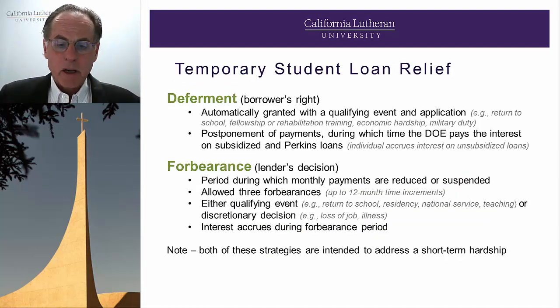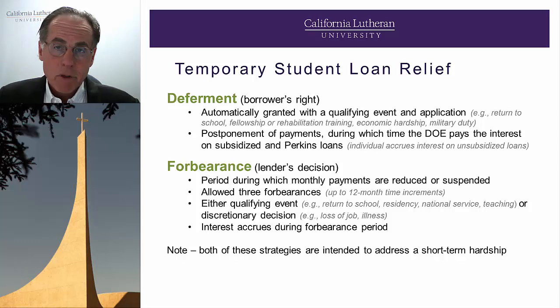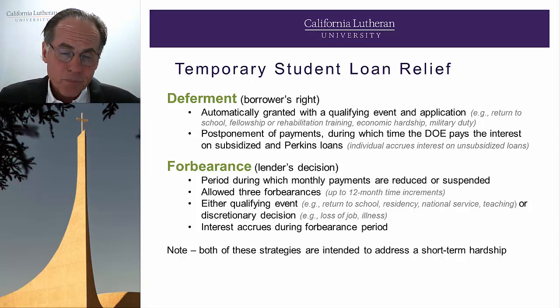The federal government allows for temporary loan payment relief. The two temporary relief options are deferment and forbearance. A deferment is a postponement or reduction of monthly payments that is automatically granted if eligible and an application is made. Qualifying events include returning to school at least half-time, participation in a fellowship or rehabilitation training program, economic hardship, military duty.